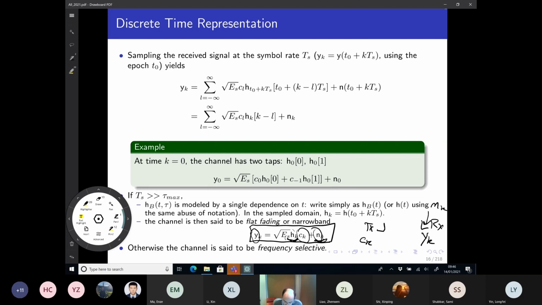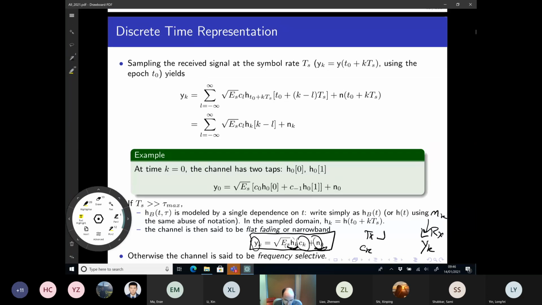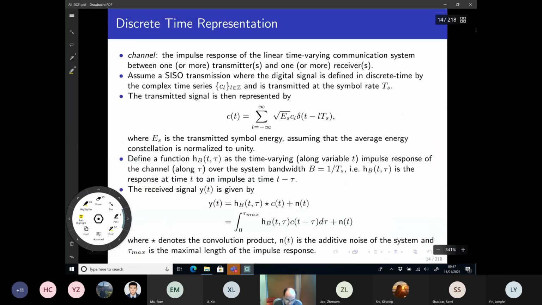Now, for you to understand where this comes from, we have this discrete time representation, so that you understand a little bit what are the assumptions to get to that relatively simple system model that I just mentioned. Right. So what is the channel? What are we talking about when we say channel?